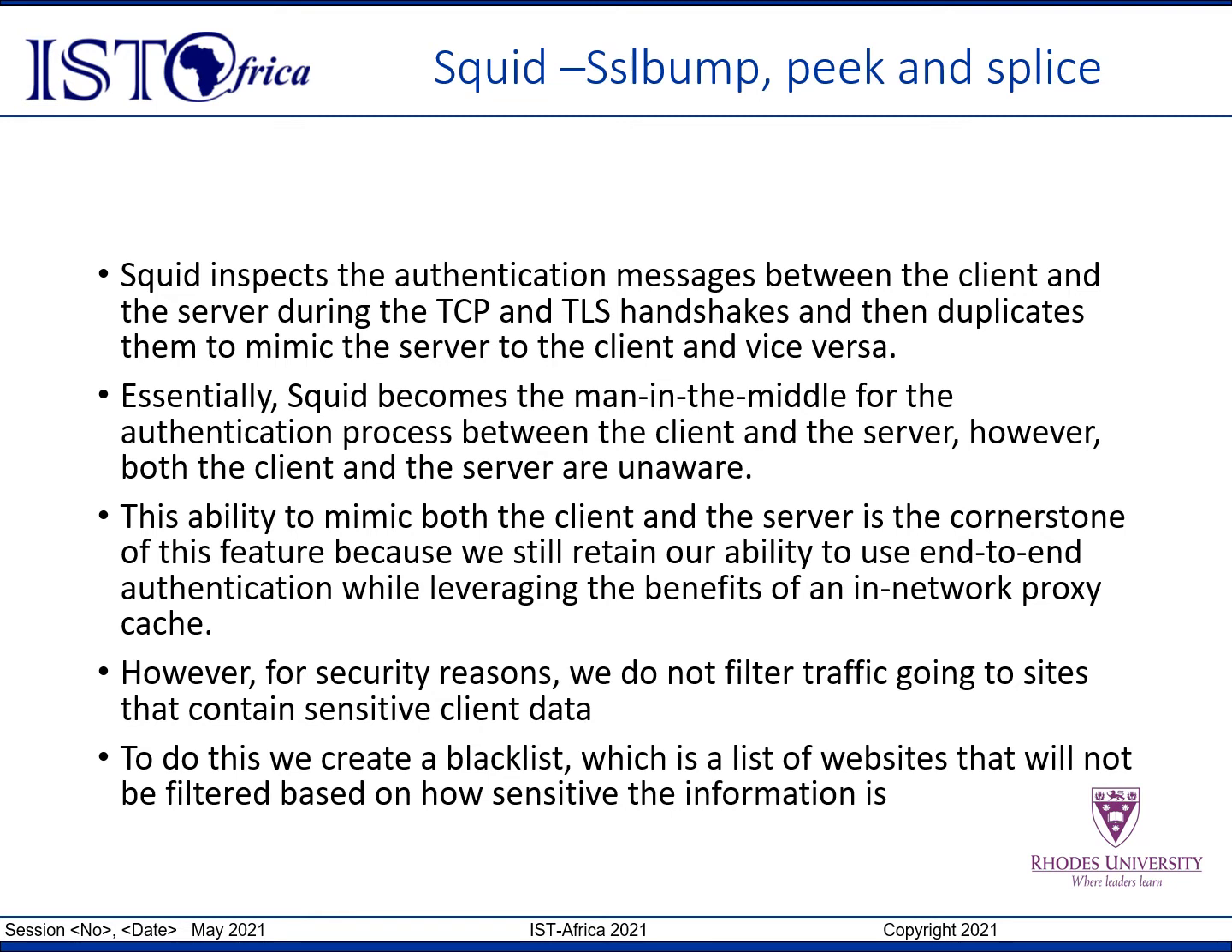This ability to mimic both the client and the server is the cornerstone of this feature, because we still retain our ability to use end-to-end authentication while leveraging the benefits of an in-network proxy cache. However, for security reasons, we do not filter traffic going to sites that contain sensitive client data. To do this, we create a blacklist, which is a list of websites that will not be filtered based on how sensitive the information is. And in our situation, that is a better trade-off, given the fact that the overarching issue here is the digital divide.